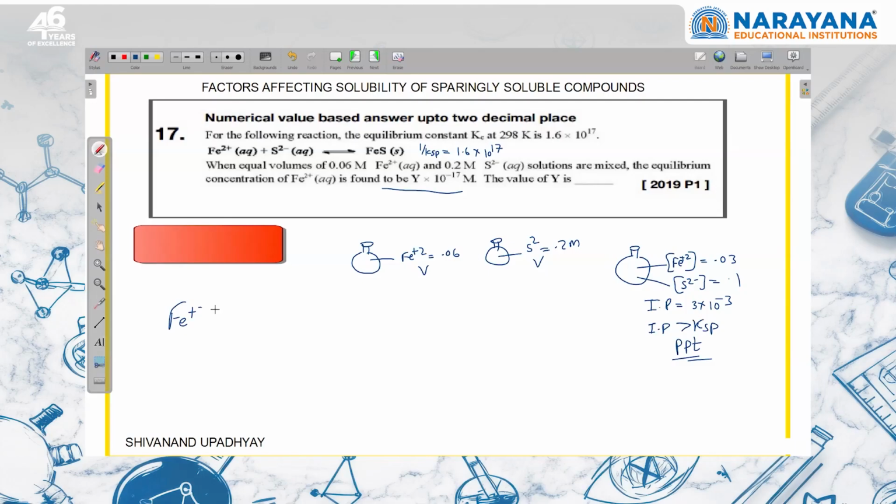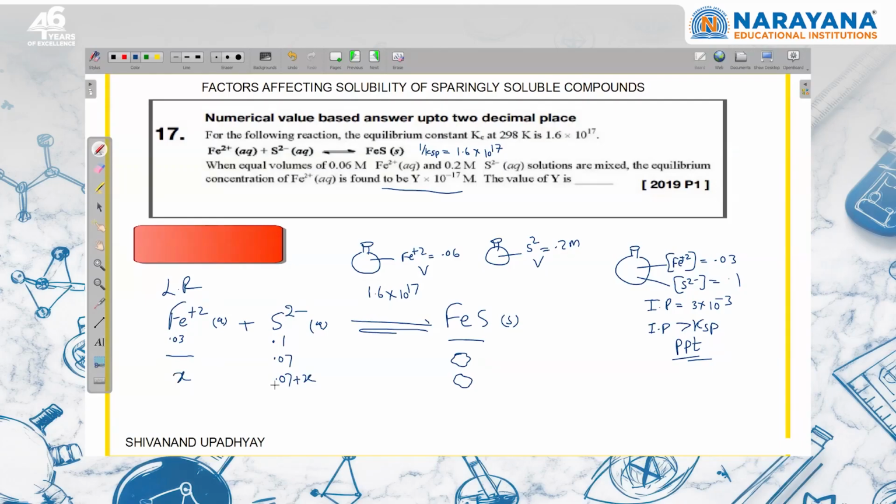So we should write that iron plus 2 in aqueous state plus sulfide ion in aqueous state will form FeS in solid state. Initially, the concentration of iron plus 2 ion is 0.03 and this is 0.1. The equilibrium constant of this reaction is very large, 1.6 into 10 to the power 17. This indicates that this reaction will complete in the forward direction. So this will be the limiting reagent. This is completely reacted. This will be 0.07 and this solid is going to form here. Equilibrium will establish from the backward direction. So this solid will remain here 0.07 plus X and this will be X.